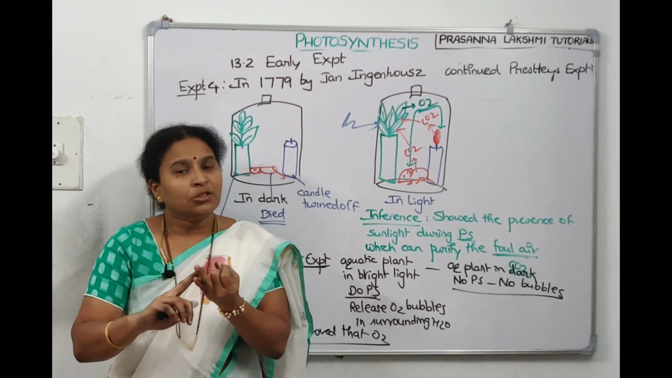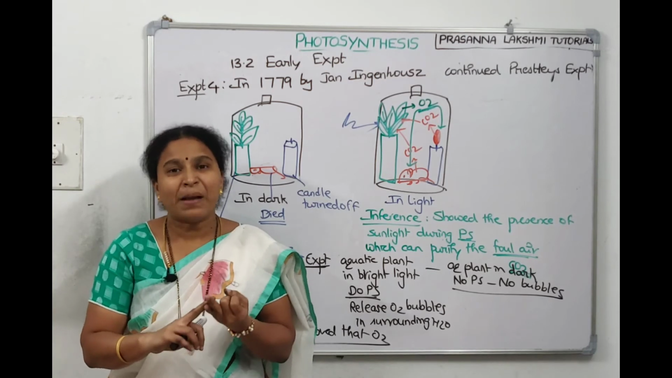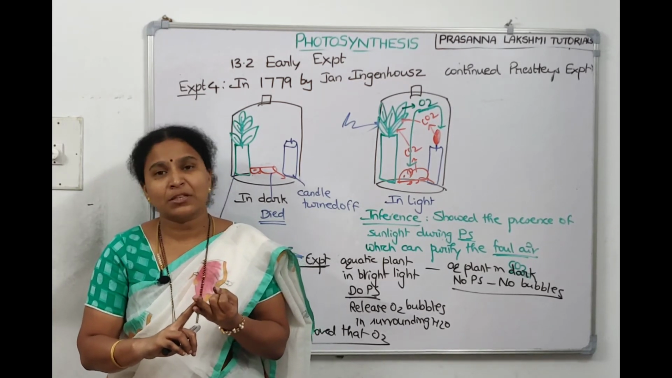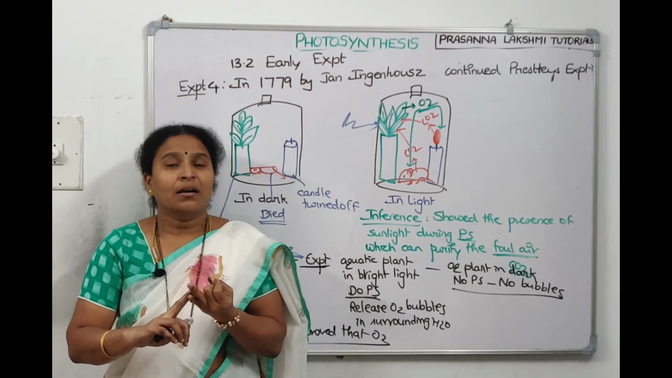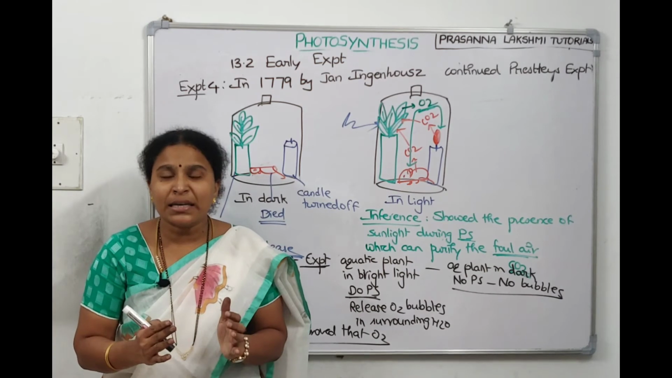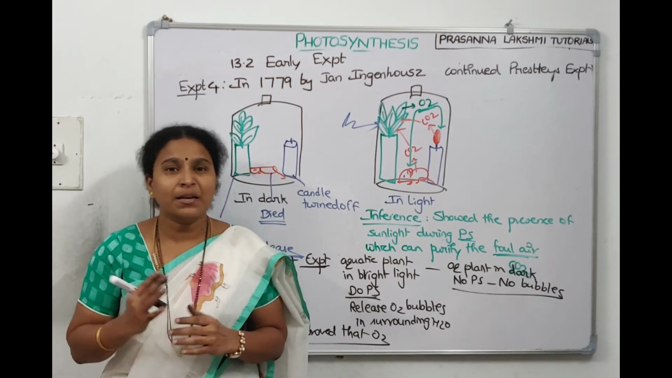Third experiment, Priestley's bell jar experiment. What does he tell? He told that the plants, in the presence of sunlight, will do photosynthesis and will purify the air that the burning candle and the mouse had consumed.